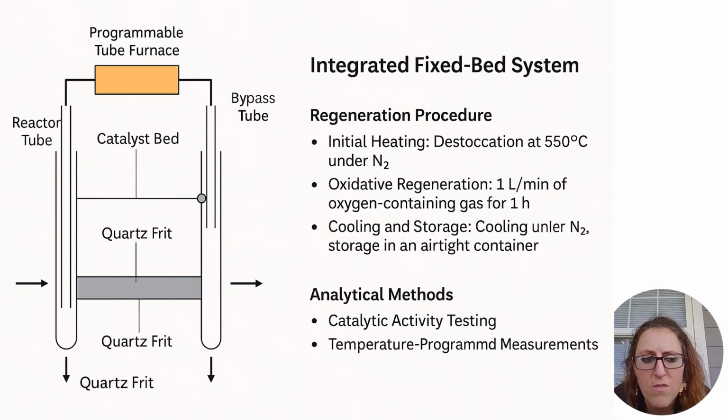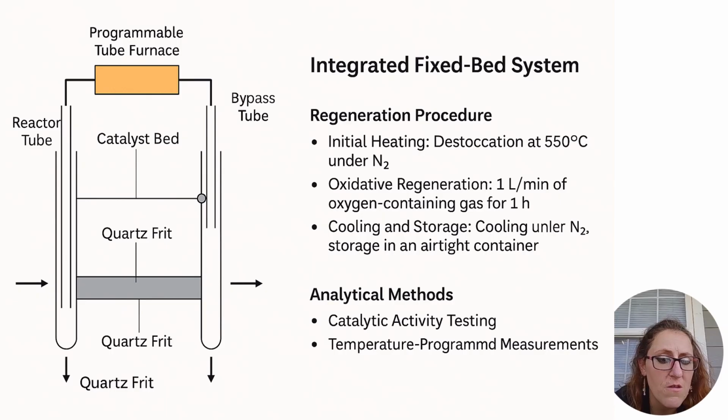The regeneration process was carried out in a controlled atmosphere to restore the oxidized catalytically active vanadium species while minimizing structural damage and crystallization. Initial heating: the catalyst bed was heated to 550 degrees Celsius at a constant heating rate of 20 Kelvin per minute under a nitrogen flow. The sample was held at this temperature for 30 minutes to stabilize the bed and remove physically adsorbed species.